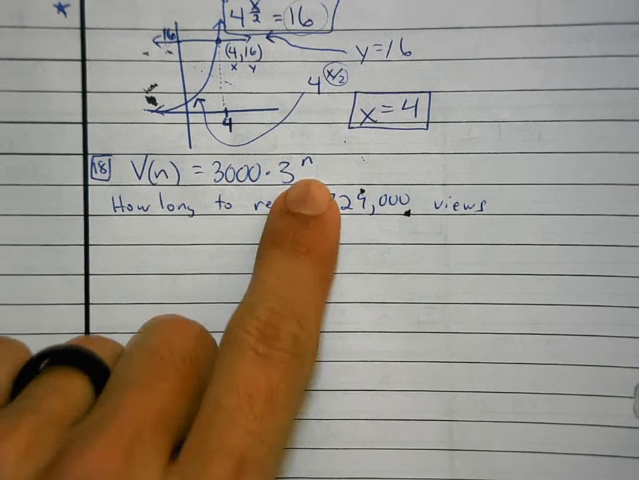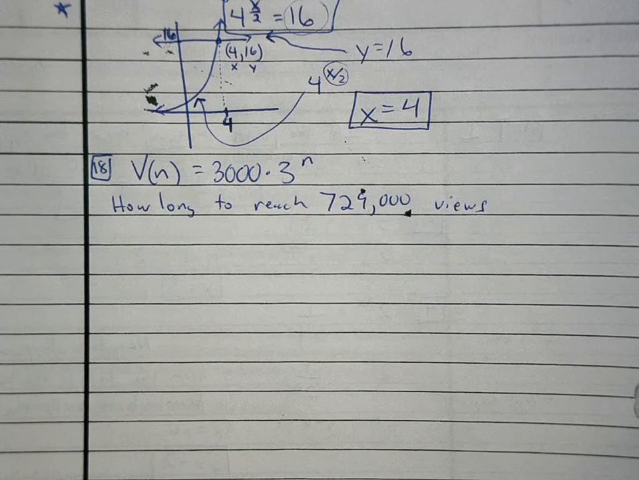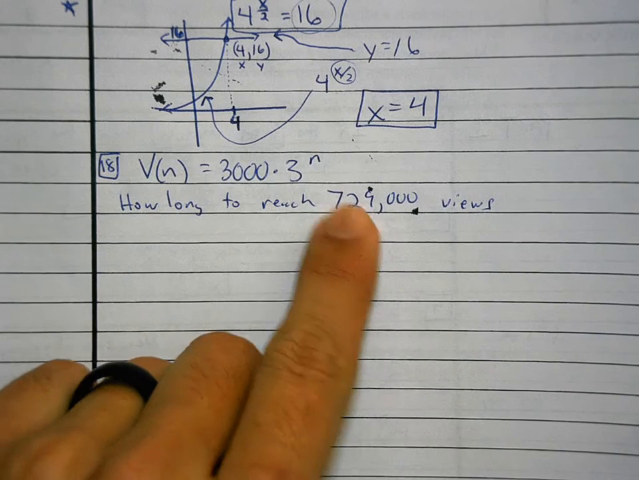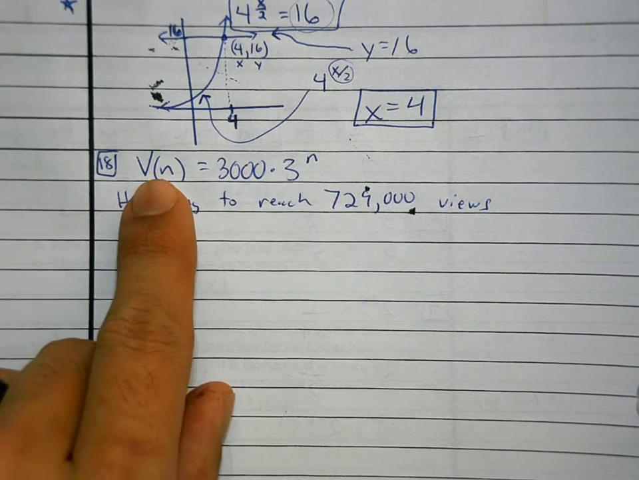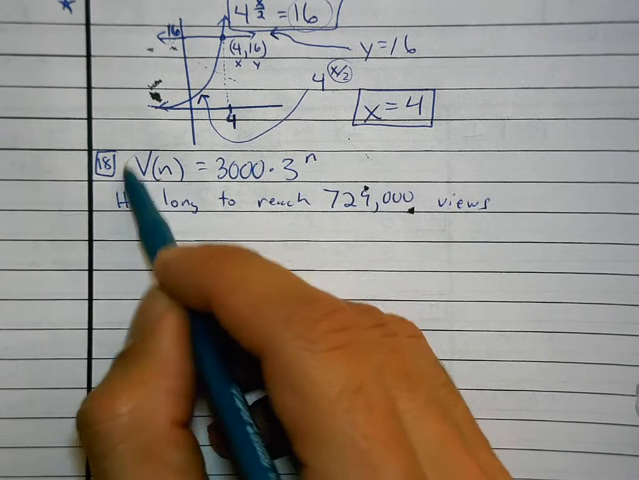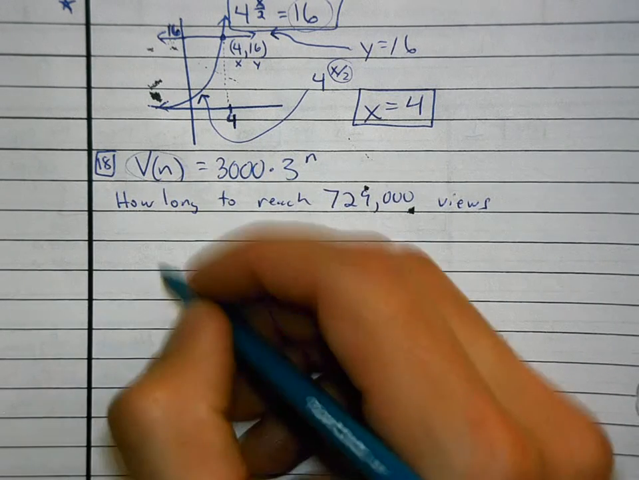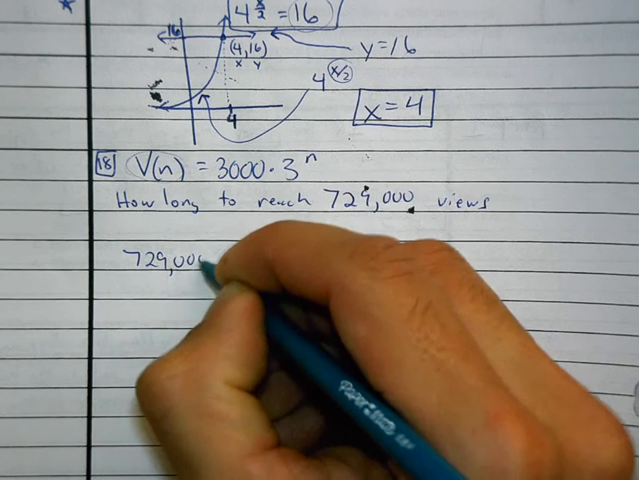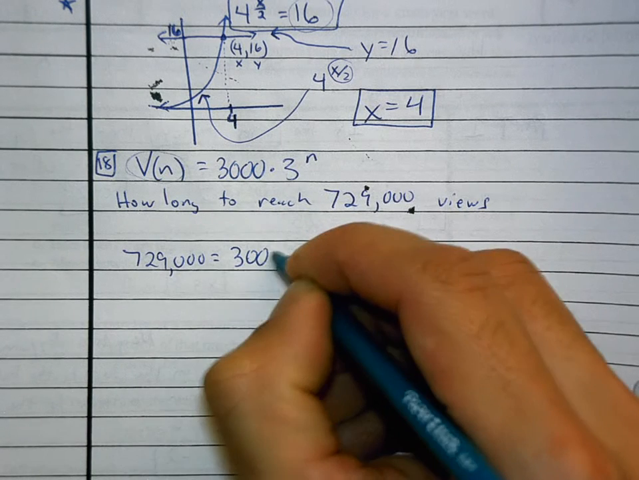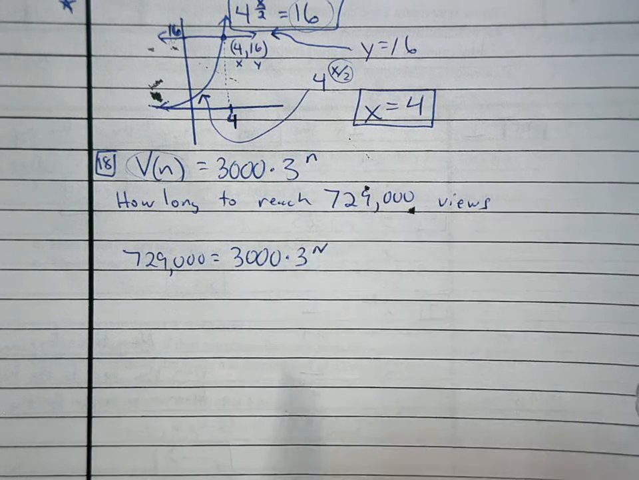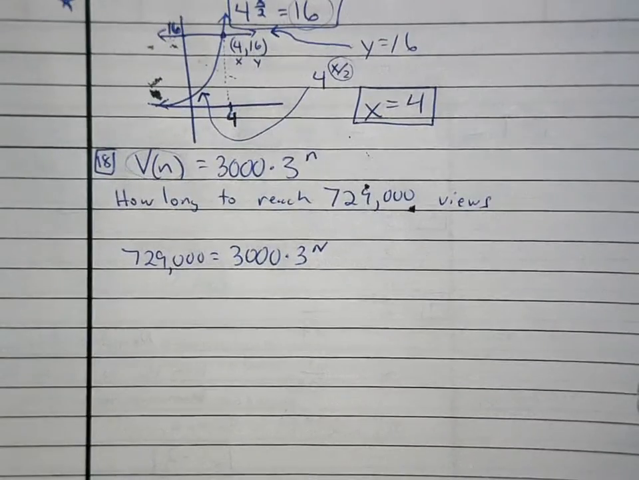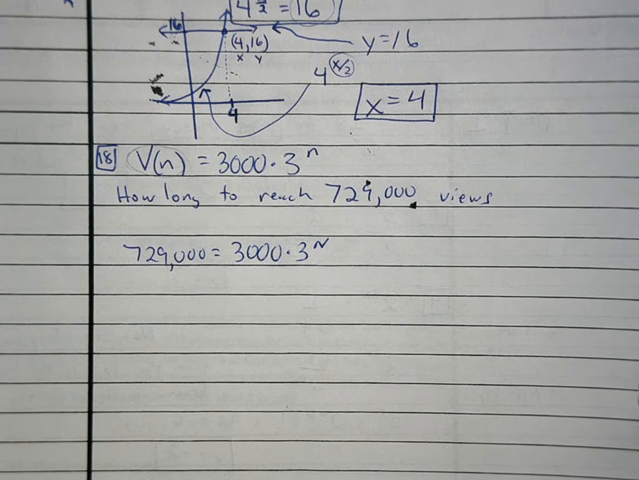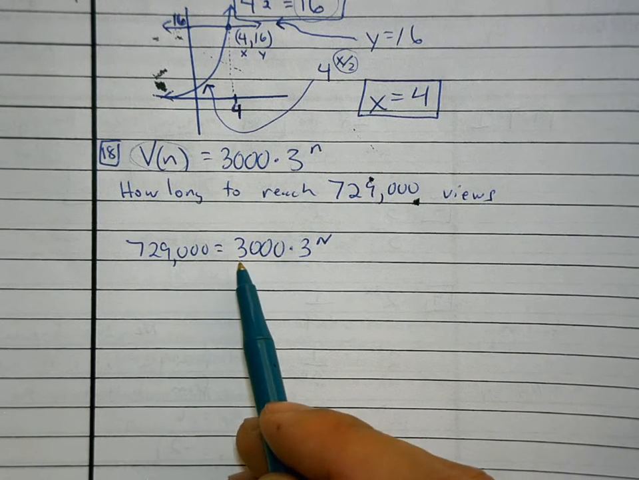Don't forget n is the number of weeks. You're not plugging this into where the n is. You're plugging this in where the v of n is. You're going to take this and replace it with 729,000. And then 729,000 is equal to 3,000 times 3 to the n.